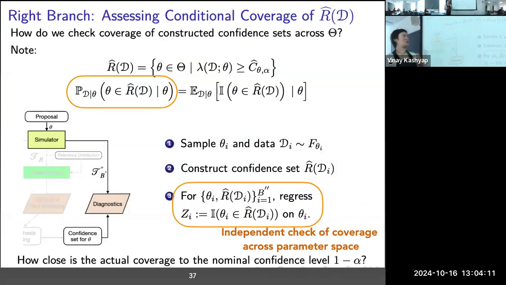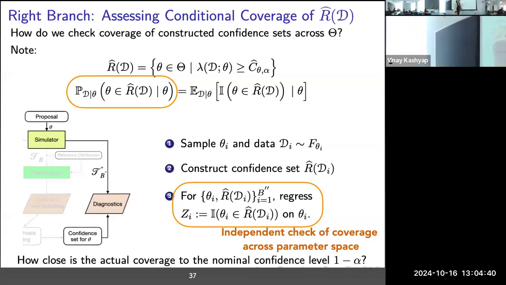And this is actually useful. I won't go through the details, but once you have a procedure, I can look at diagnostics by doing this other regression problem. I can estimate empirical coverage as a function of theta everywhere. It's just another regression problem. So even if you don't like this, you can check your credible region. I can check for different values of theta what your actual coverage is.